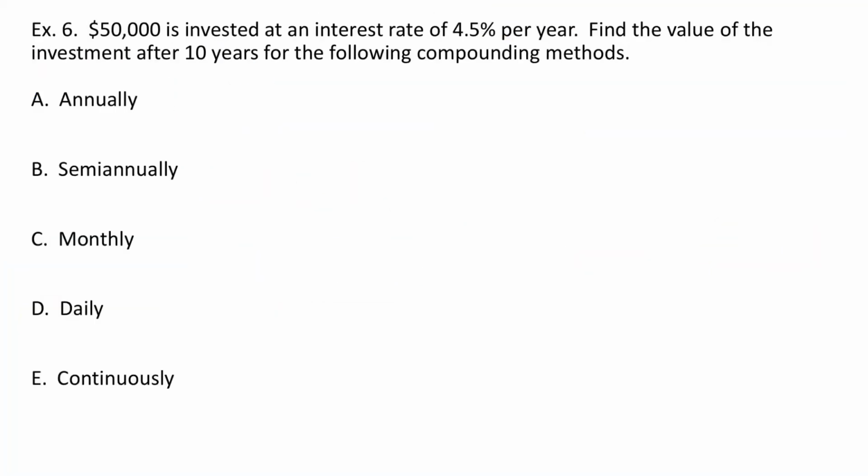All right, so we have one more example here. It says $50,000 is invested at an interest rate of 4.5% per year. Find the value of the investment after 10 years for the following compounding methods. So we're talking about compound interest here. So let's go back and see what our governing formula is for that.